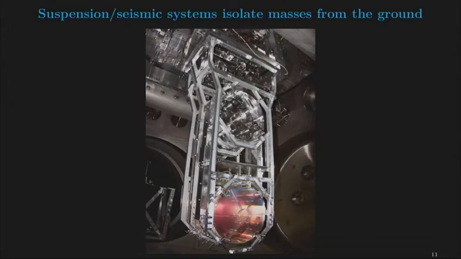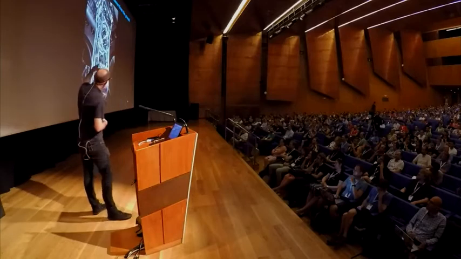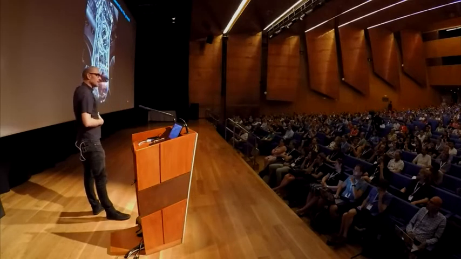So this is one of the mirrors. You can see at the bottom here, that's the mirror. The red thing is the mirror. It's about this big. It weighs 40 kilograms. It's suspended, so it's not firmly attached to the ground because, of course, the ground moves a lot, and we don't want the motion of the ground to confuse the instrument and make it think it's a gravitational wave. So we isolate the mirrors from the ground with these very complicated seismic isolation systems.